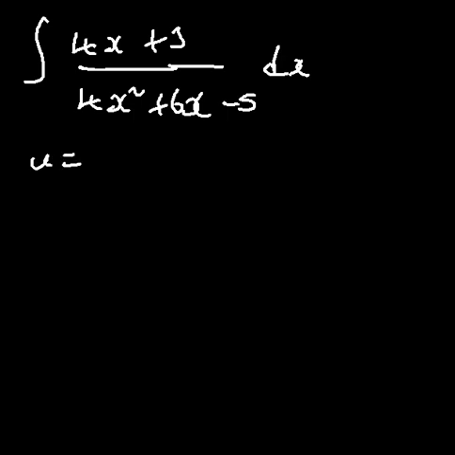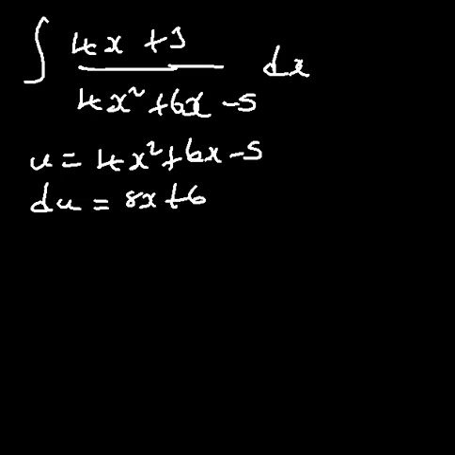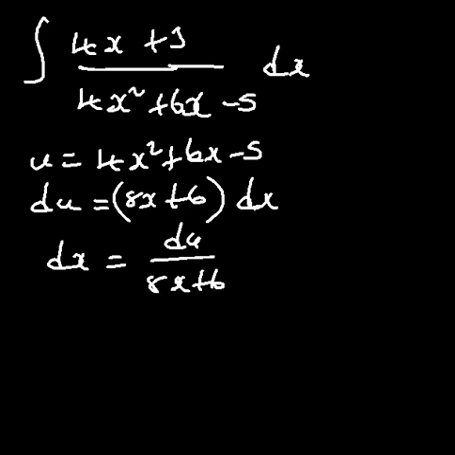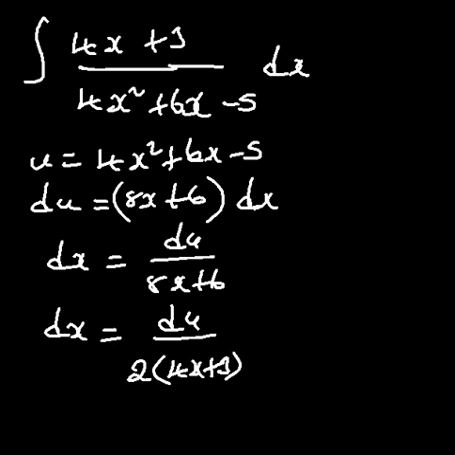In this case, u will be given as the denominator. We'll have u = 4x squared + 6x - 5. And what is the du? It should be 8x + 6 dx. And what is the dx? We'll have it as du over 8x + 6. In line with what we have here, dx is the same as du over the common factor, which is 2(4x + 3).